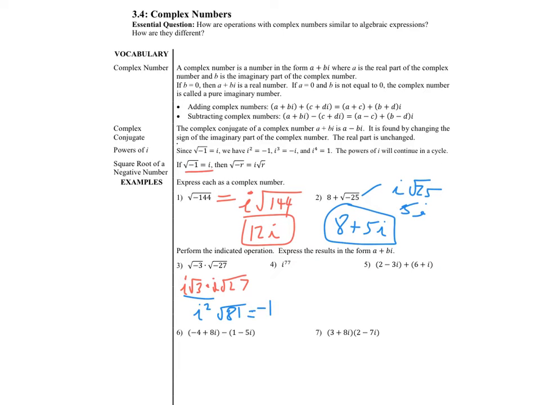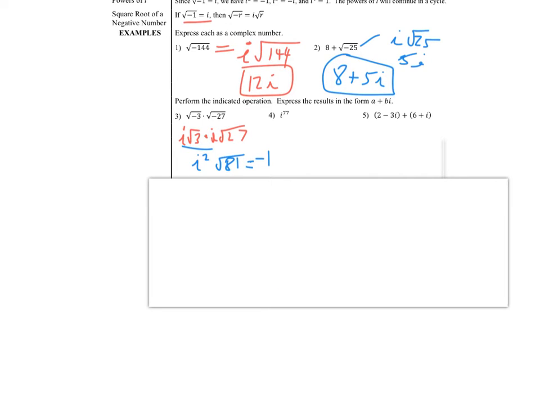And let me get some more space here. And so that's going to be -1 times 9. And so that'll be -9.